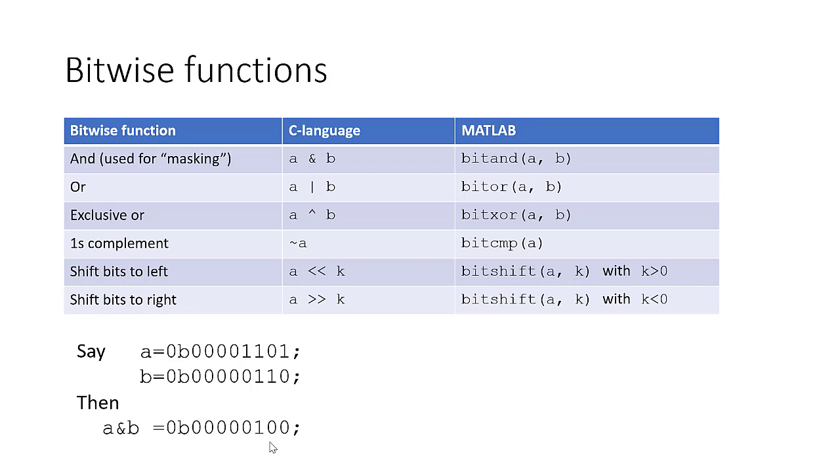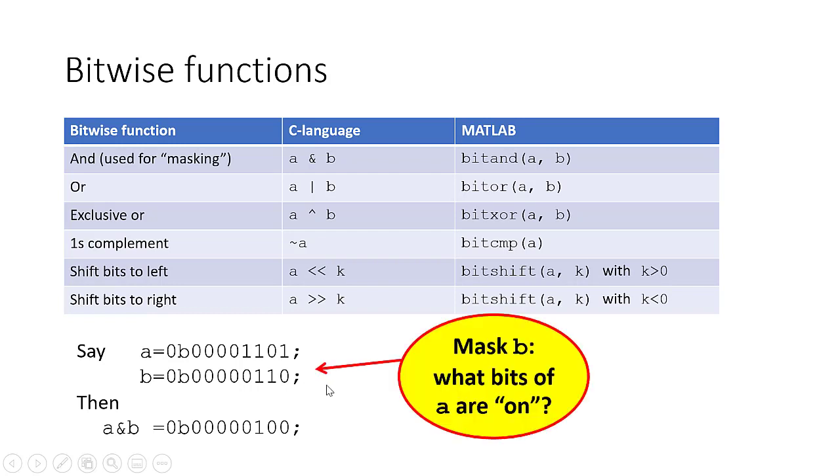What you can think of, I use this for masking. Let's say that B is a mask, and then you want to know what bits of A are on, quote unquote on. If this were my mask, then I could tell from the result showing the 0, 1, the 2's place, or I'm sorry, the 4's place is on. So that's what the AND function looks like.